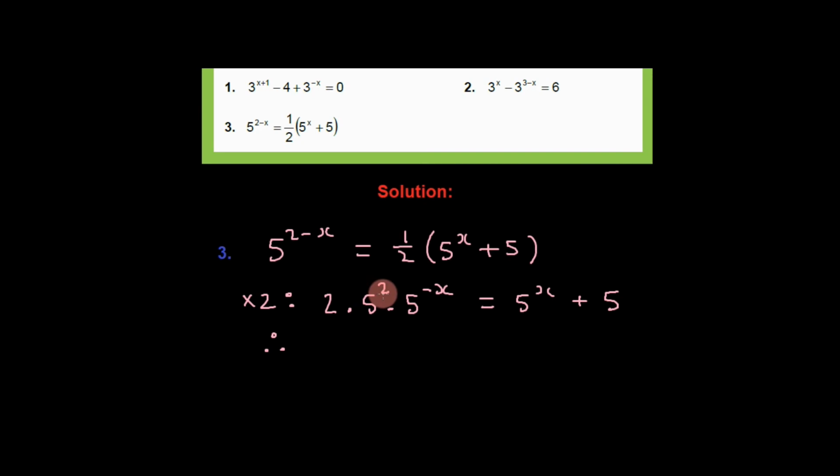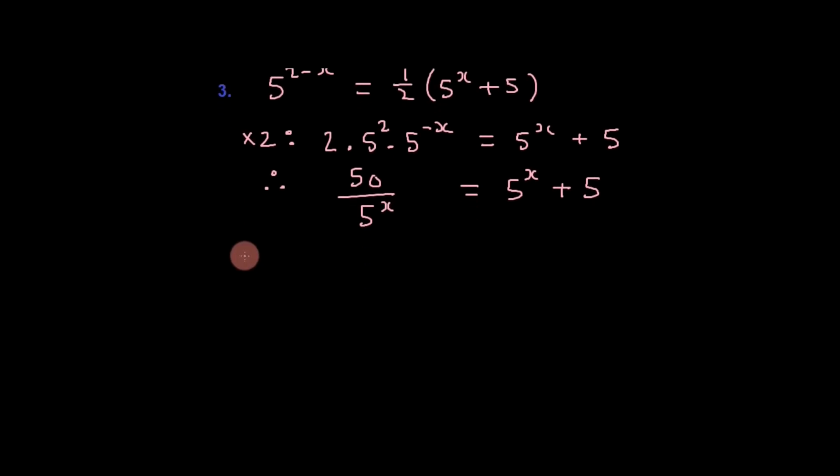Now 2 times 5 squared is 2 times 25, which is 50. And I'm going to write the 5 to the negative x with a positive power by taking it into the denominator. Now we can multiply through by 5 to the x. On the right-hand side, 5 to the x times 5 to the x is 5 to the 2x when I add the powers. Then bringing everything to one side.